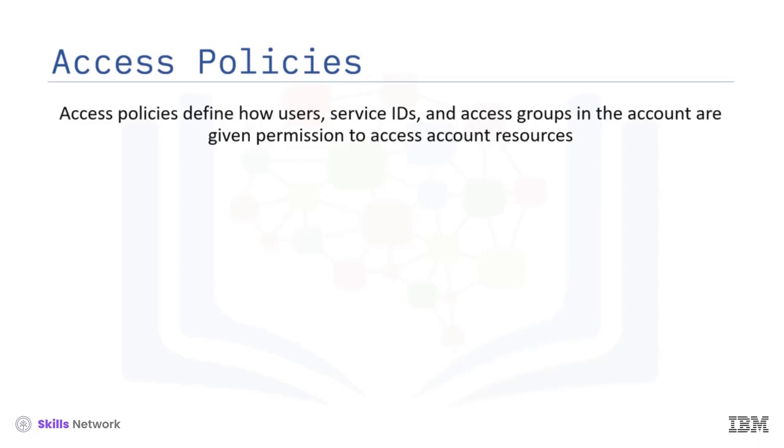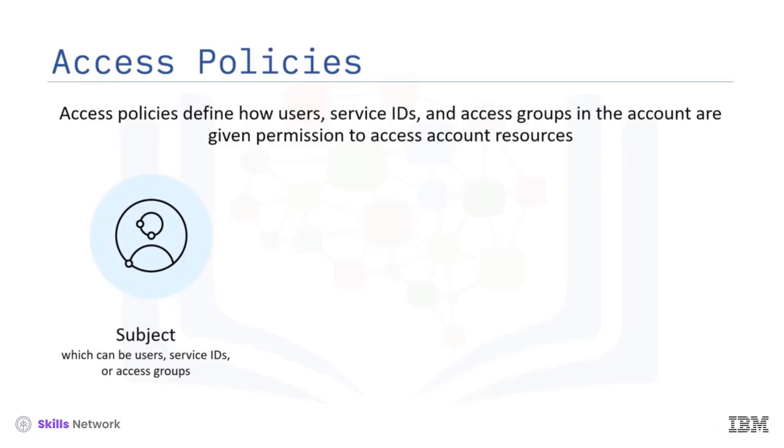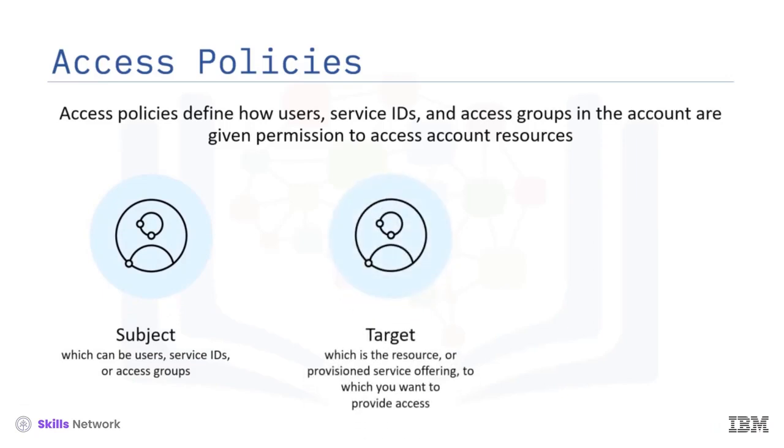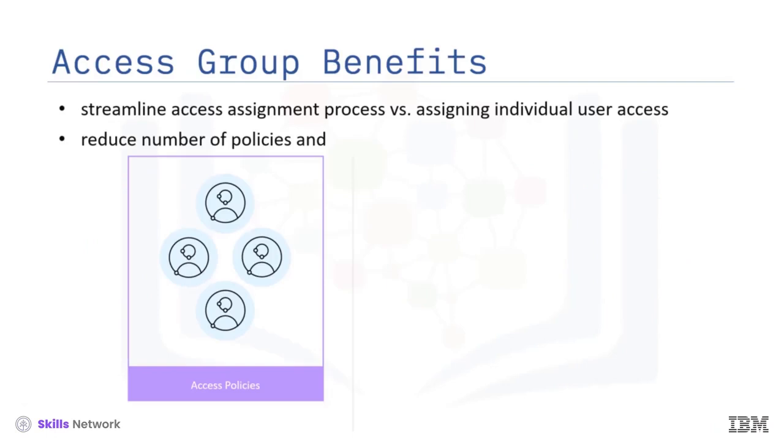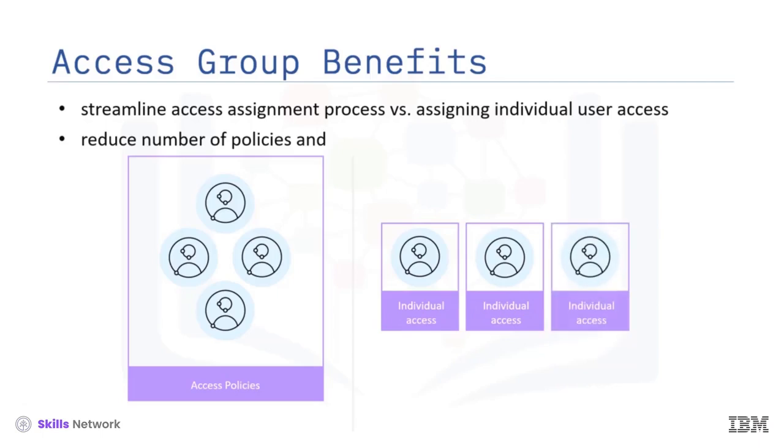Policies include a subject, which can be users, service IDs, or access groups; a target, which is the resource or provisioned service offering to which you want to provide access; and role, which defines the actions allowed on the target of the policy, that is, the resource to which the access is being granted. Access groups provide a more streamlined access assignment process as compared to assigning individual access to each user and help reduce the number of policies in an account.